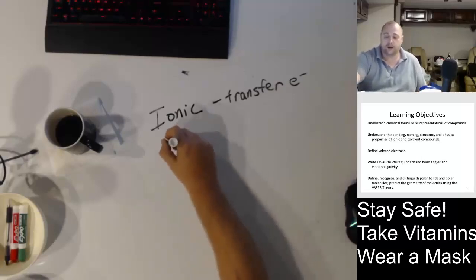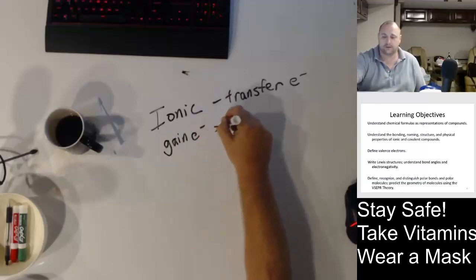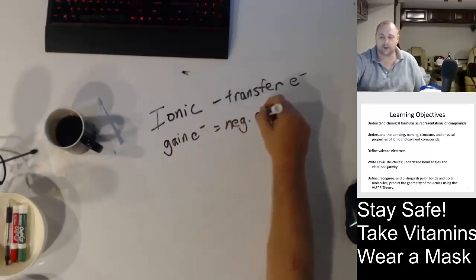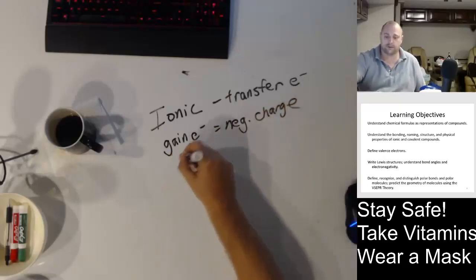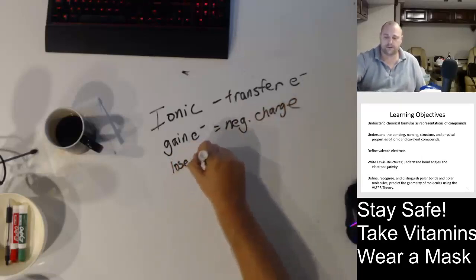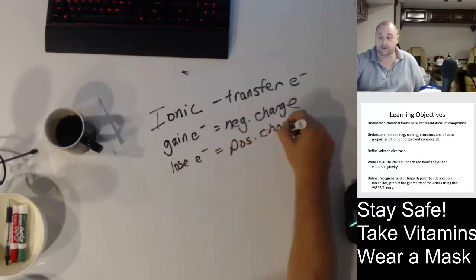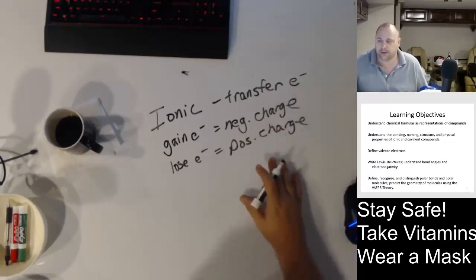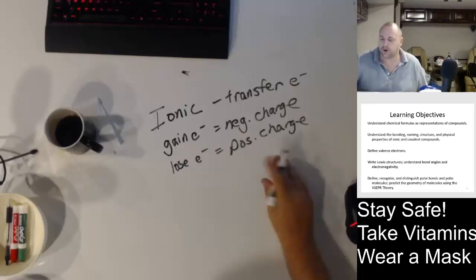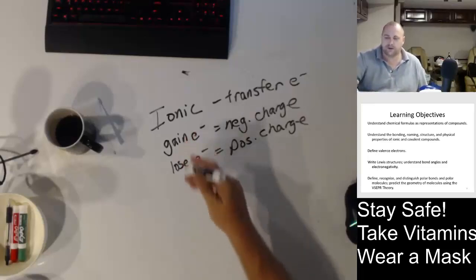So if I gain an electron, that makes a negative charge. If I lose an electron, that makes a positive charge. Easy enough. Sounds backwards. Keep in mind, electrons have a negative charge. All right. So we have names for these.